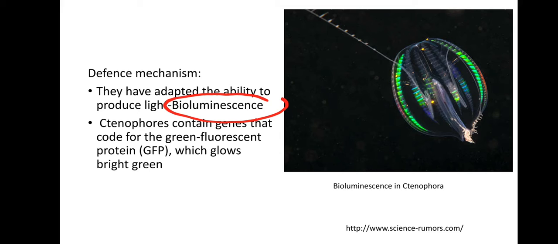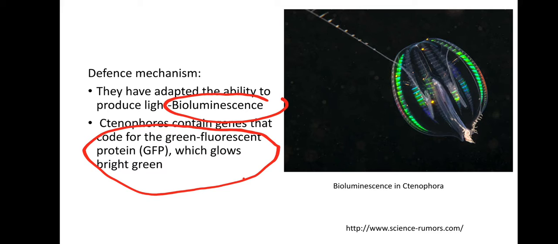And this bioluminescence is because the ctenophores contain a specific gene, which codes for a green fluorescent protein, and this green fluorescent protein gives a bright green color, as you can see there on the slide. Okay, beautiful green colored lights that are very close to the comb plate area. So that's why it's very evident there in the slide.